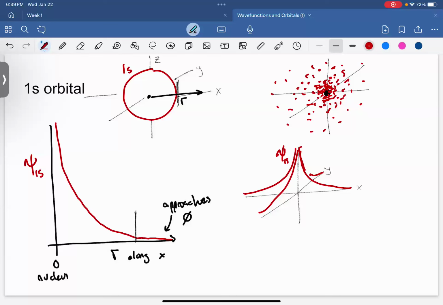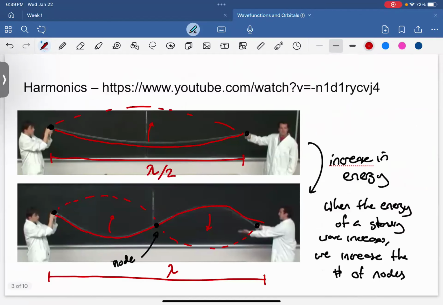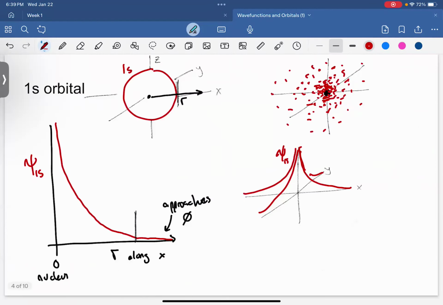Okay, so there's our 1s orbital. This is the lowest energy possible orbital because it corresponds to all of the wave function being in phase with itself, right? We don't have any nodes in our orbital, and we know that nodes correspond to an increase in energy. So we can achieve higher allowed energy states within this quantized system by adding nodes to these orbitals.